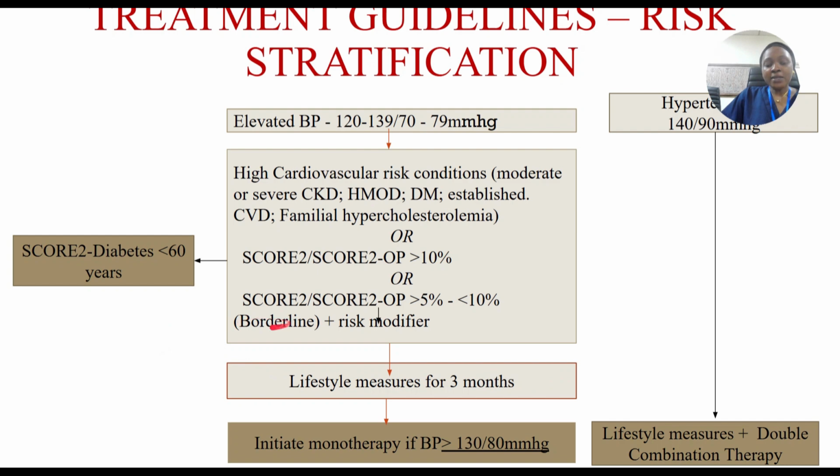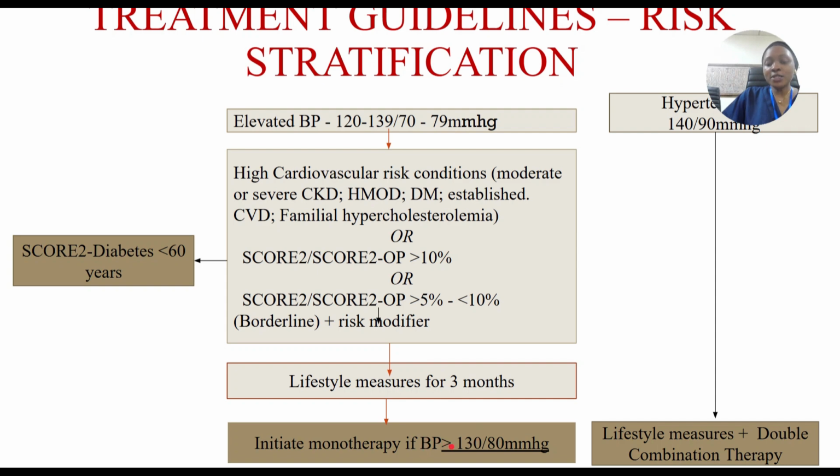If someone has borderline risk and we apply a risk modifier and it's positive, so they have one or more risk modifiers, or anyone that already had automatic high risk by having any of these high cardiovascular risk conditions, or someone that had a more than 10% cardiovascular risk, we'll put them on lifestyle measures for 3 months. And then we'll reassess them in 3 months. We'll check their blood pressure again and also reassess their cardiovascular risk.